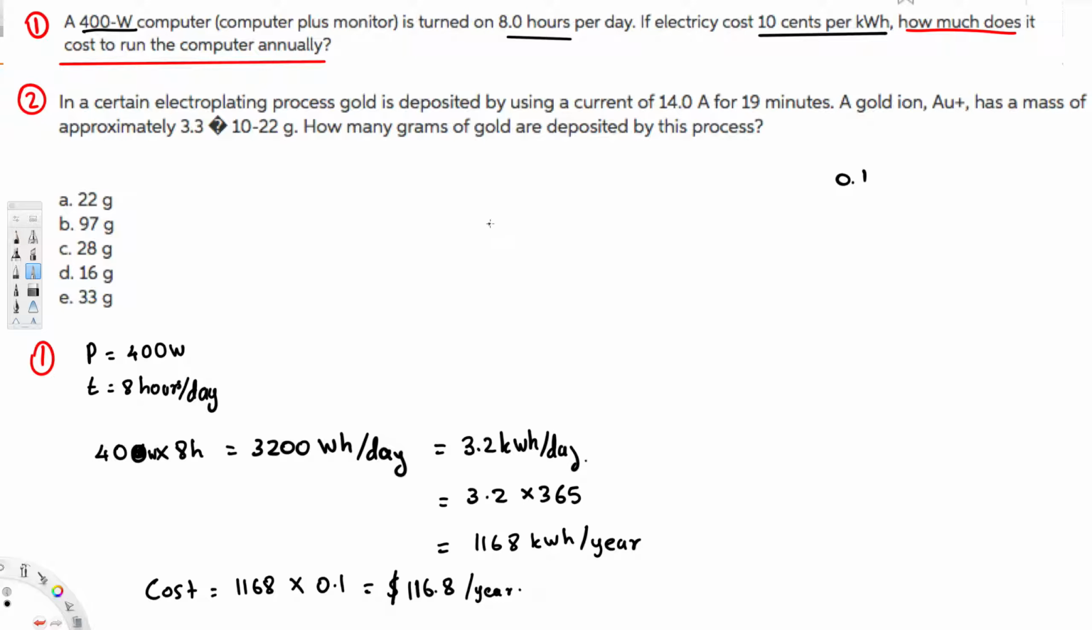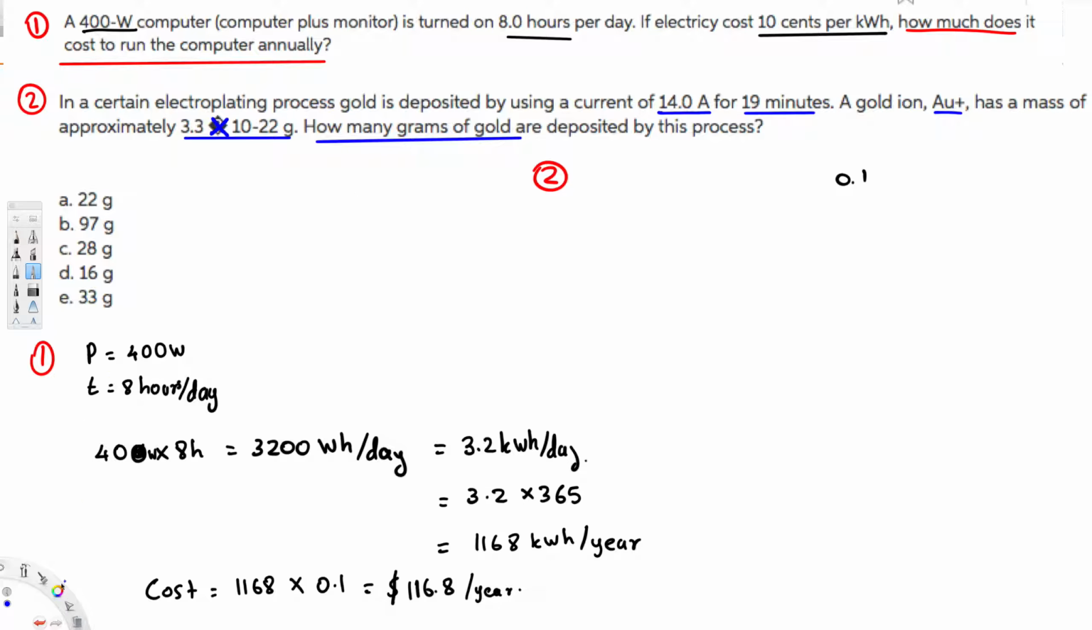Let's look at the second problem. In a certain electroplating process, gold is deposited by using a current of 14 ampere for 90 minutes. A gold ion Au+ has a mass of 3.3 times 10 to the power minus 22. How many grams of gold are deposited by this process? So they are asking for the mass of this gold.